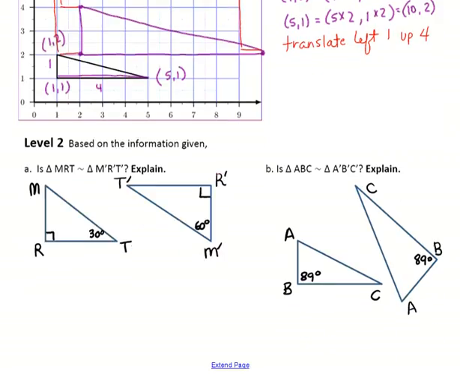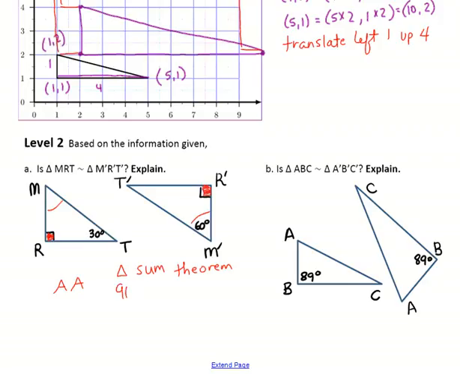Level 2 questions. Based on the information given, is triangle MRT similar to triangle M', R', T'? I know that there are two ways to tell if they're similar. The first way is I can use the angle-angle theorem if I have two given angles that are congruent. I see that I have a 90 degree and a 90 degree. So I'm going to look for a second given angle. I see that angle M is labeled as 60 degrees on the second triangle, but not labeled on the first triangle. So I'm going to figure out what that missing angle is, using the triangle sum theorem, which says that the sum of the three angles is 180 degrees.